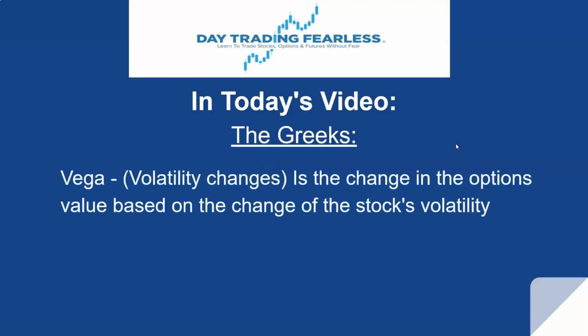Next, we have Vega. Vega is volatility changes. It is the change in the option's value based on the change of the stock's volatility. So Vega is as implied volatility changes, and we'll get into later videos what volatility is and all that, but it's just the change based on the value of implied volatility. It helps change the option pricing.